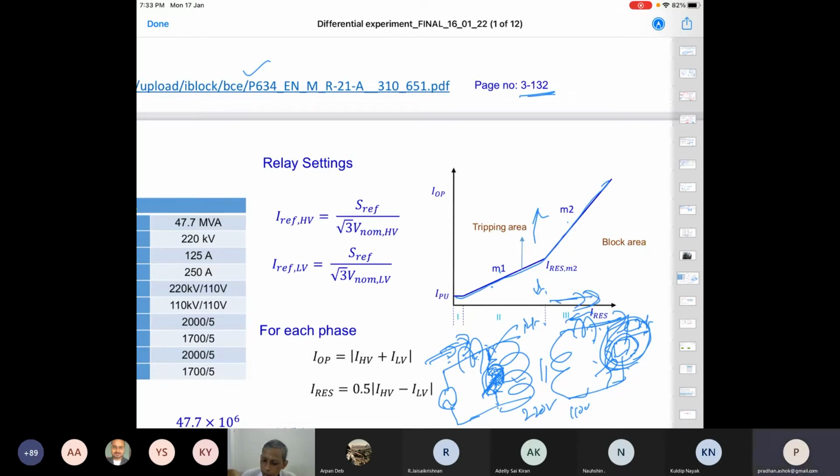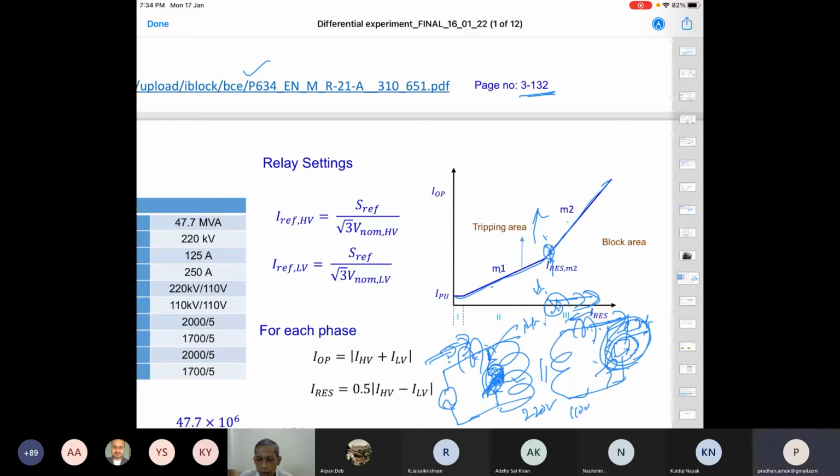Now, let us say at this point we are here on the restraining axis, and you would like to test the corresponding characteristic. What do you do? You go on increasing the internal fault current, so the operating current will also increase. Operating current means the differential current. So you go on reducing the resistance from a set value, increasing the differential current, and at this point when it reaches, it will trip.